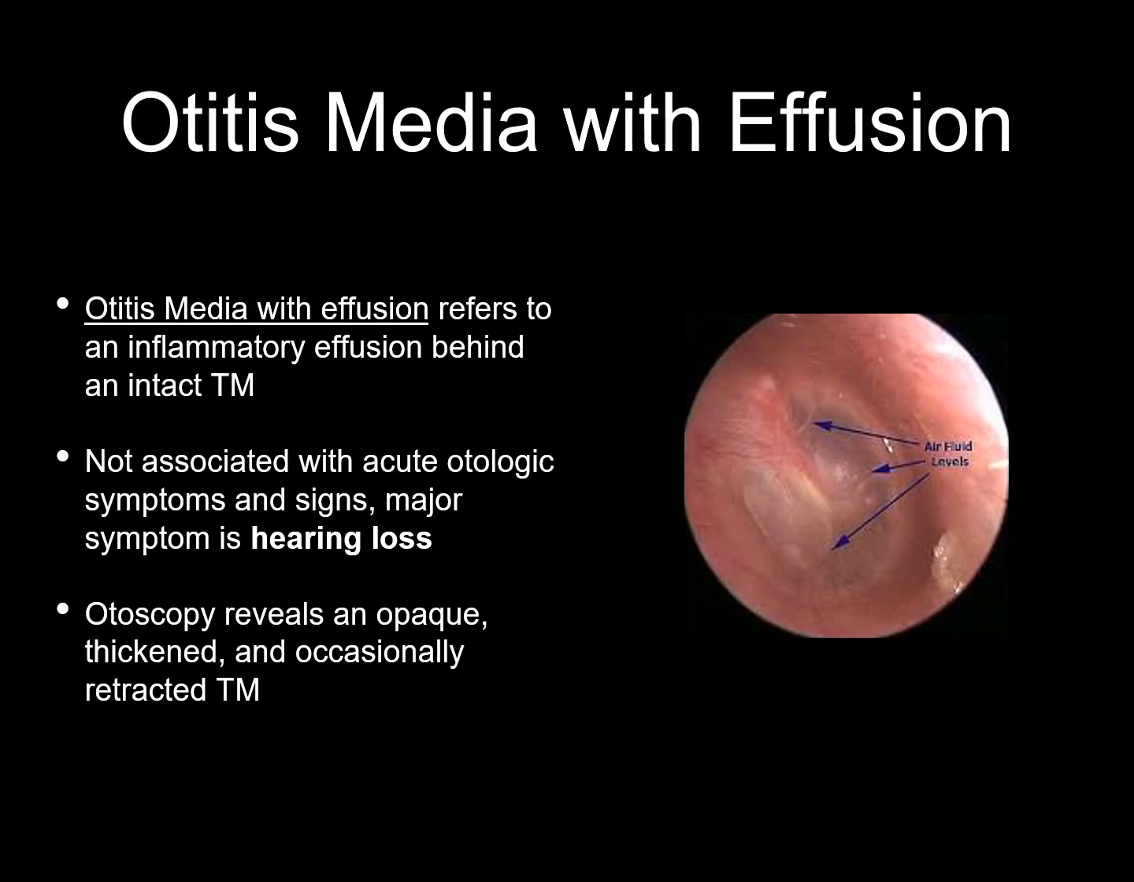Otitis media with effusion refers to an inflammatory effusion behind an intact tympanic membrane. It is not associated with acute otologic signs and symptoms, but the major symptom is hearing loss because there is fluid behind the tympanic membrane. Otoscopy reveals an opaque, thickened, and occasionally retracted tympanic membrane. In the picture, we can see that there are air fluid levels behind the tympanic membrane.